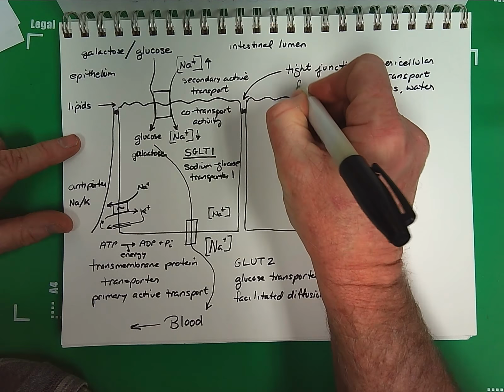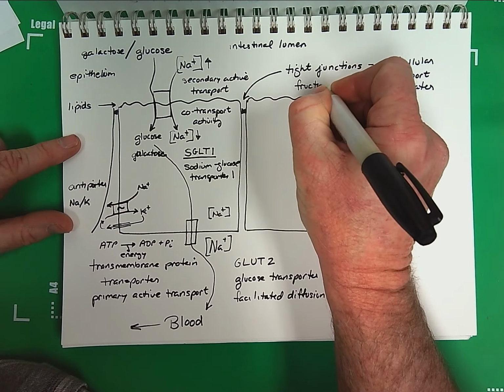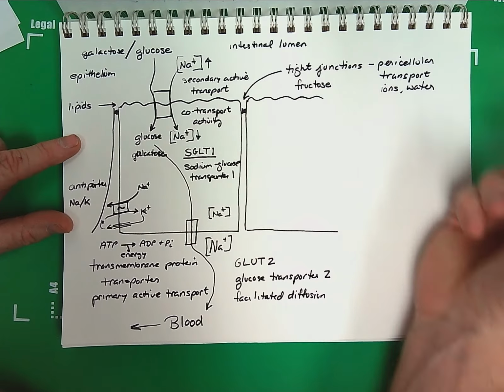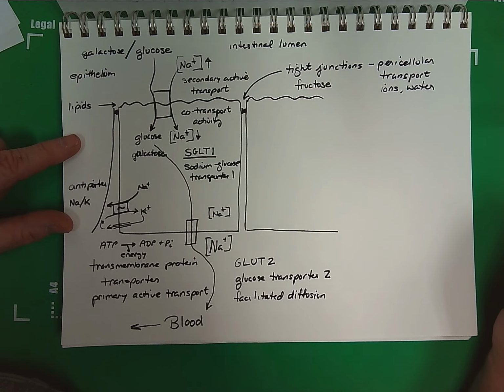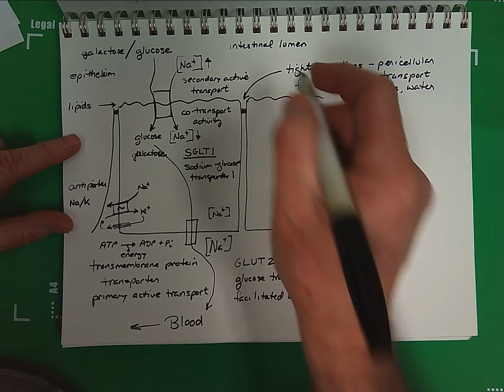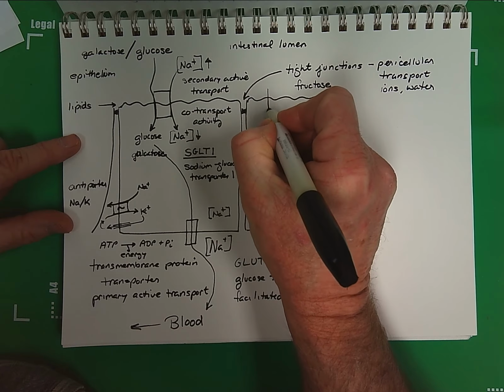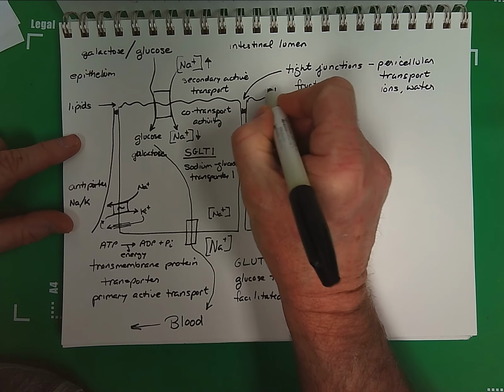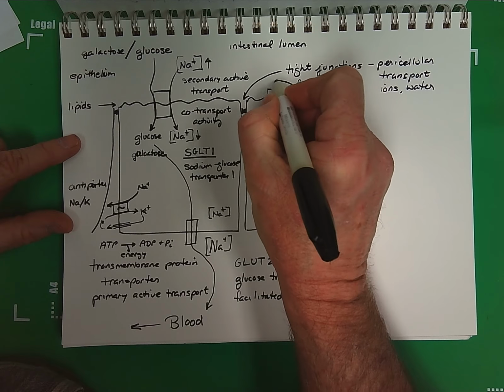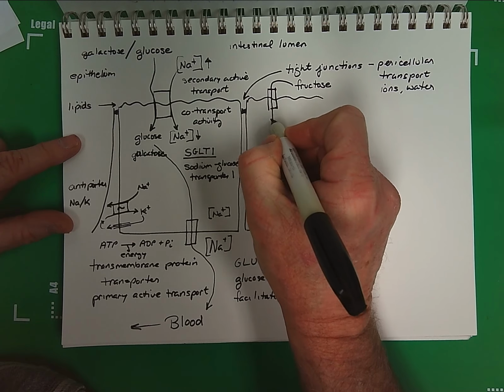Now, what about fructose? Recall, fructose is another major monomer of our diet. Fructose simply passes through a transporter by facilitated diffusion.